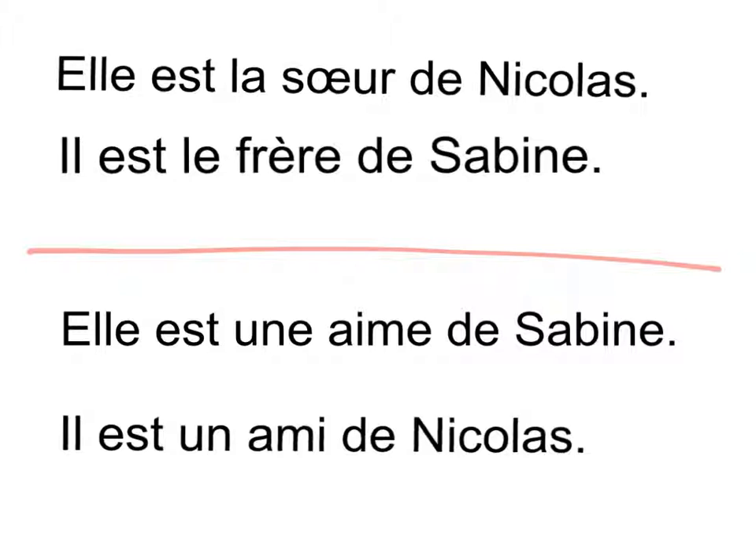Here you can really see these different articles in action, and seeing them in context, you might be able to understand why both are used. At the top we have Elle est la sœur de Nicolas. She is the sister of Nicolas. Il est le frère de Sabine. The brother.